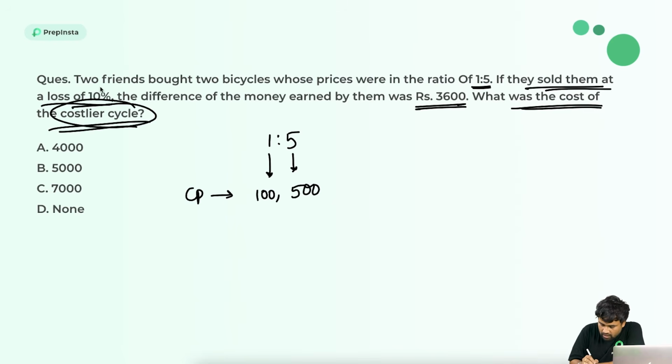100 rupees, they are selling at 10% loss, right? So first one, 10% loss means 10 rupees will be the loss. 10% of 100 is 10 rupees. So you are selling for 90 rupees.